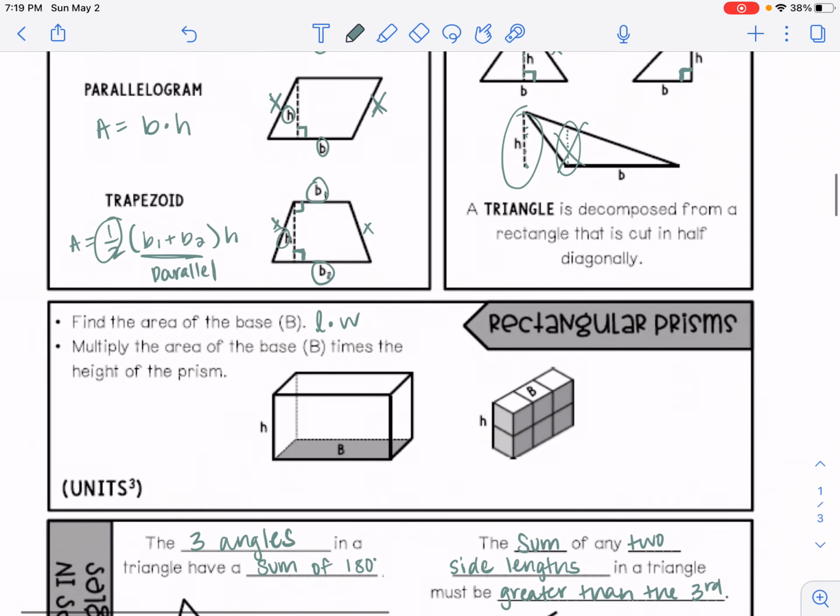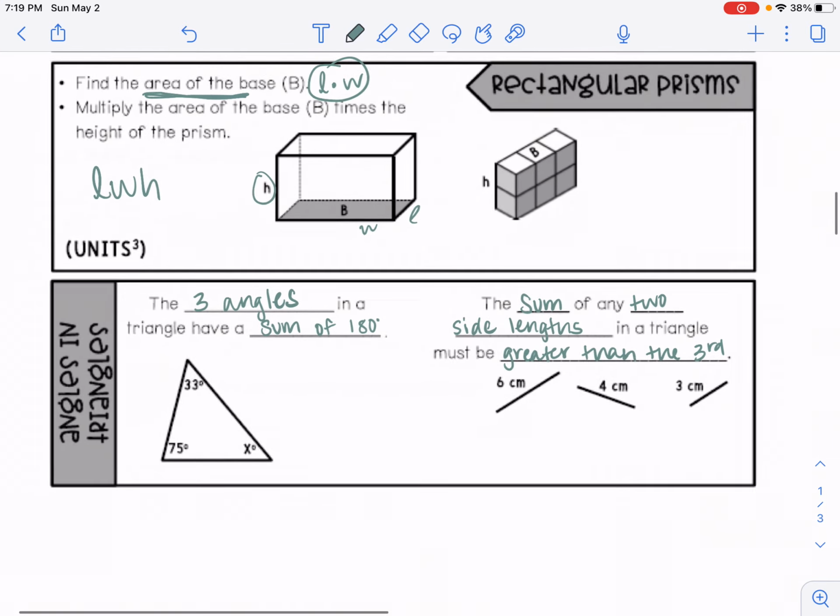For rectangular prisms, you would do area of the base times the height. What you're used to seeing is length times width times height, and that's the same thing. Area of the base is just base times height, or length times width, same thing. So if this is the length and this is the width, you would multiply those together, and then you would multiply by the height.